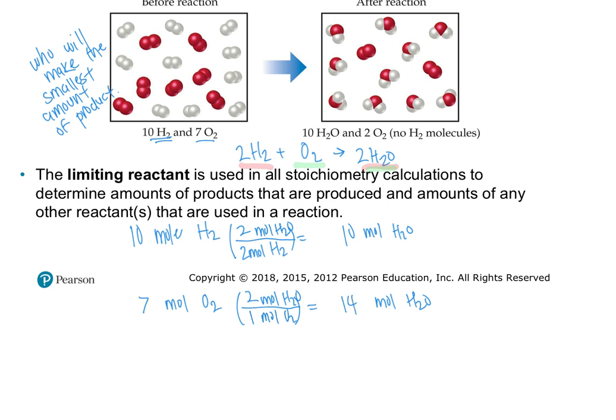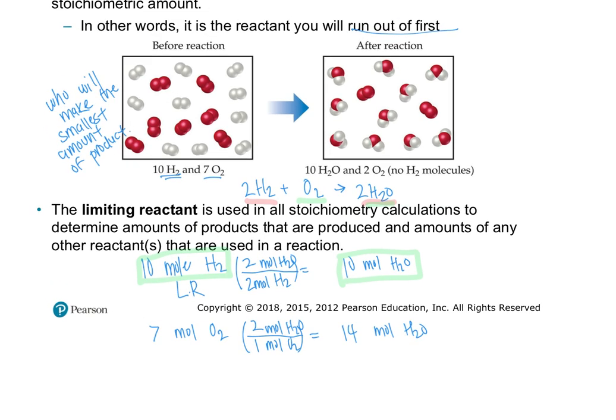So we go look and see who is going to run out first. Who makes the smallest amount of product? Well, it looks like 10 moles is our smallest, so that means hydrogen here is going to run out first. It's only going to make 10. Could have made some more with oxygen, but we don't have enough hydrogen. So we would say that hydrogen is our limiting reactant. And we can see that here in our picture example, we still have 2 molecules of oxygen left over, and all of our hydrogen got used.